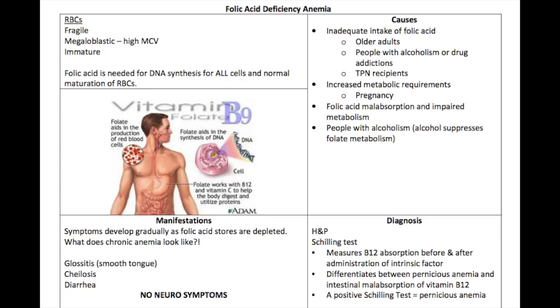And then diagnosis. So an HMP, how's that going to help you diagnose this? It could be that patient that's going to drink just a little bit of vodka with their orange juice in the morning. And then your Schilling's test. So this would help you differentiate if you know that it's not a vitamin B12 deficiency or pernicious anemia, then that would help you figure out, okay, this is probably folic acid deficient anemia.